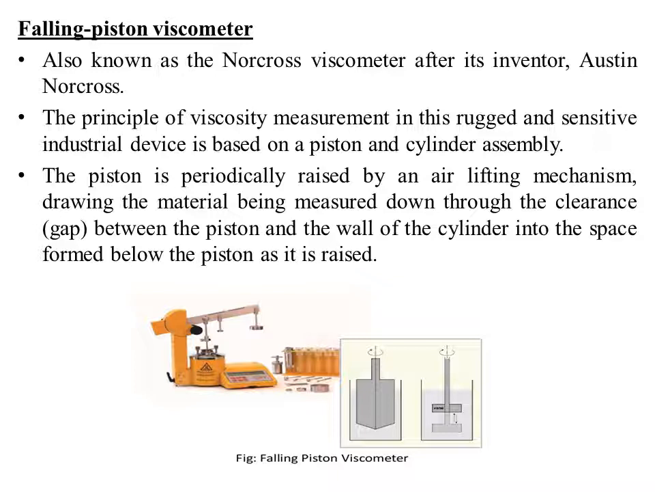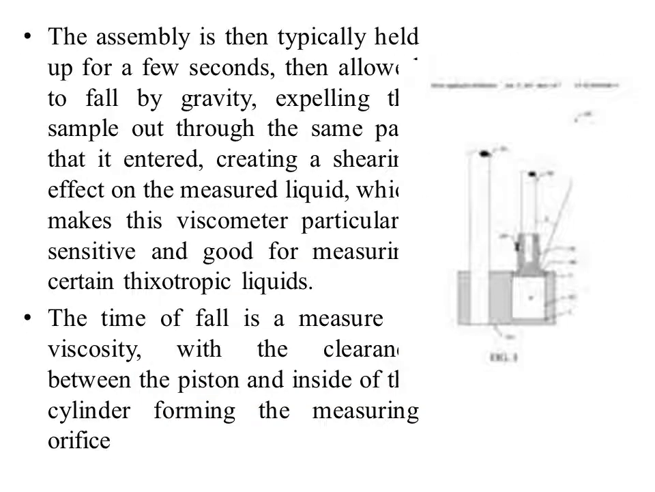into the space which is formed below the piston as it is raised, and you will be drawing the material in and the liquid and you will be drawing it out, and that time will be measured. The assembly of this is then typically held up for a few seconds and then allowed to fall by gravity, expelling the sample through the same space that it entered, creating a shearing effect on the measuring liquid, which makes the viscometer particularly sensitive and good for measuring certain thixotropic liquids.